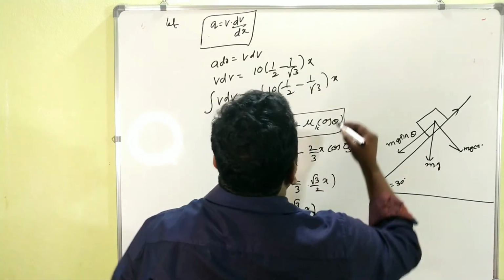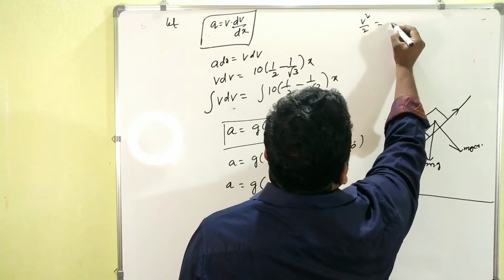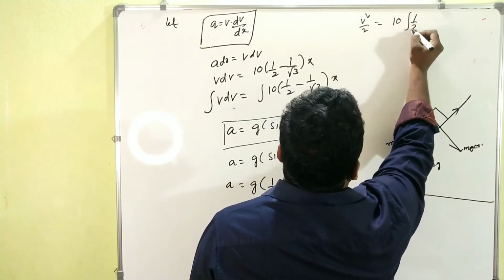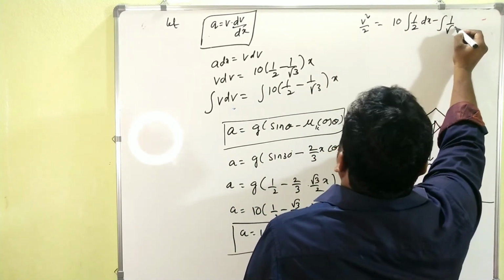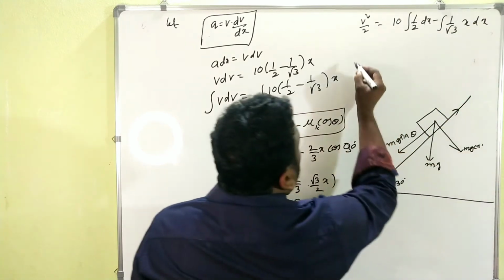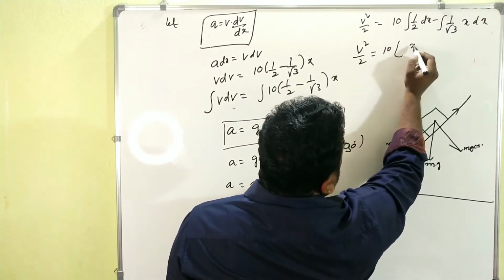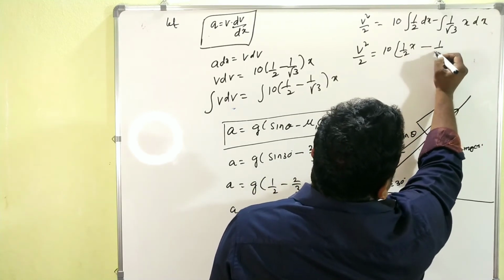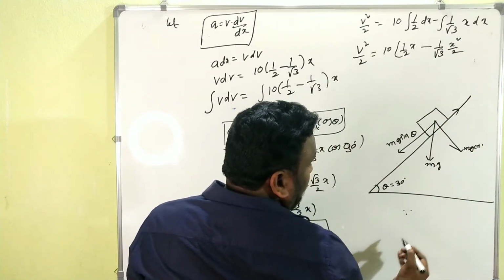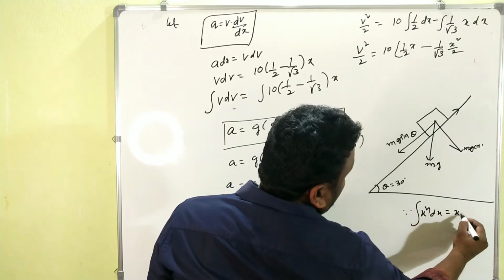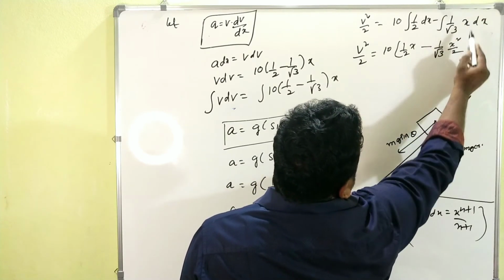Integral v dv equals 10 times the integral of (1 by 2 minus 1 by root 3 into x) dx. So v square by 2 equals 10 into [1 by 2 integral dx minus 1 by root 3 integral x dx]. Then v square by 2 equals 10 into [x by 2 minus 1 by root 3 into x square by 2]. Because I already told you in the previous problem, integral x to the power n dx equals x to the power n plus 1 by n plus 1.